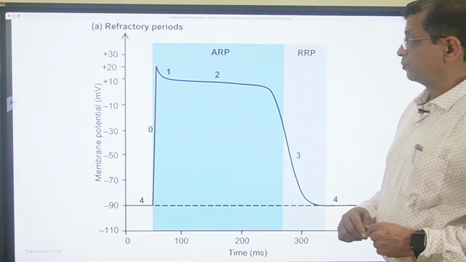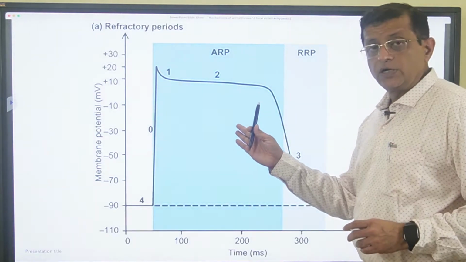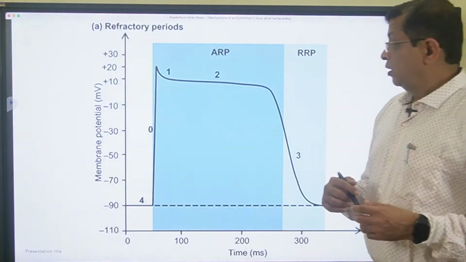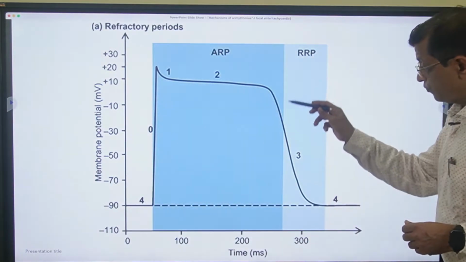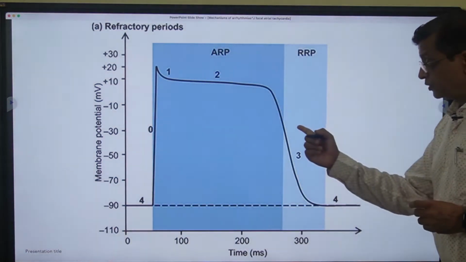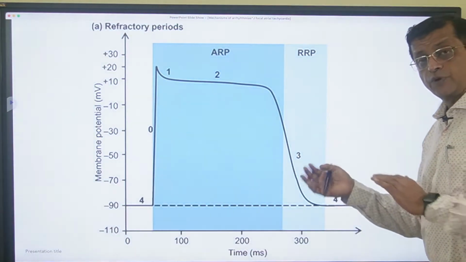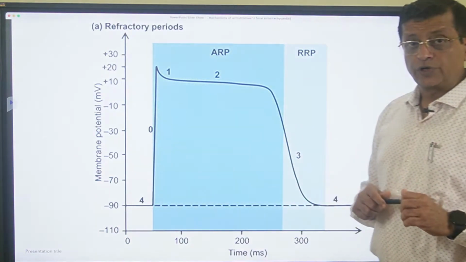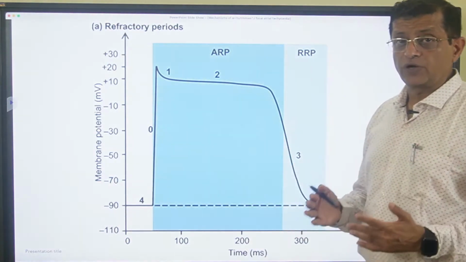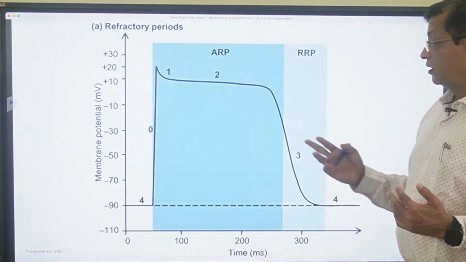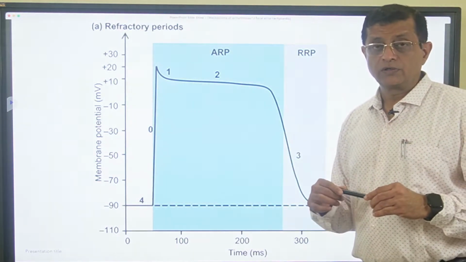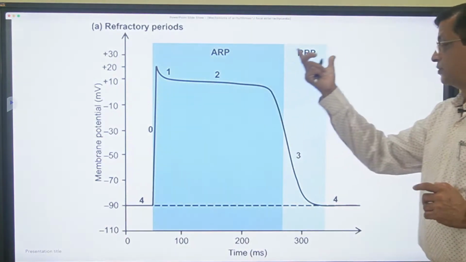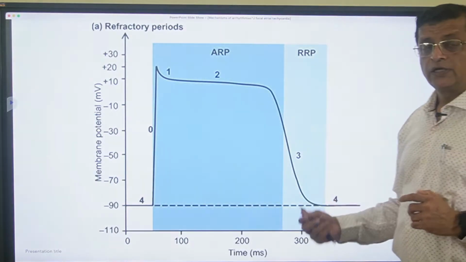In this refractory period, whatever the strength of the impulse, it will not be able to depolarize the cell. But halfway down phase 3, 50% of the sodium channels have come from the inactivated phase to the closed phase. In this state, if there is a larger amplitude of current, a strong current, then it can cause depolarization. So this is the relative refractory period. This is the absolute refractory period and this is the relative refractory period.